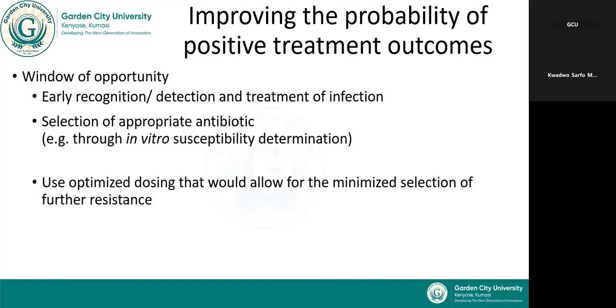And once you detect, you need to select the right antibiotic for better management. That's why they test in the lab which antibiotics can be effective before the clinician will prescribe. And you need to optimize the dosage so that we reduce resistance circulating within the population. Once we don't work on the dosage and we use suboptimal concentrations, a time will come when the organisms may become resistant and subsequent treatments may fail.